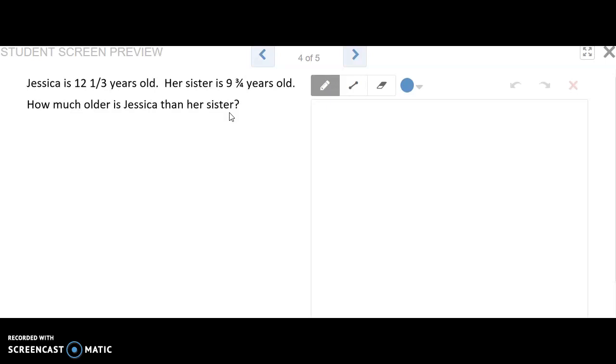Okay, I'm going to reread this problem and look for some important details. If I could mark up over here, I would circle, highlight, or underline those important details. I want to jot down the details so I can solve this problem. We know that Jessica is 12 and 1/3 years old. This is something I would put a circle around. This would be what we want to know. It's an important detail. Her sister is 9 and 3/4 years old. It looks like this is an important detail. How much older is Jessica than her sister?